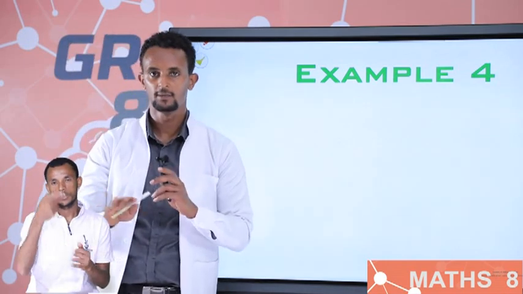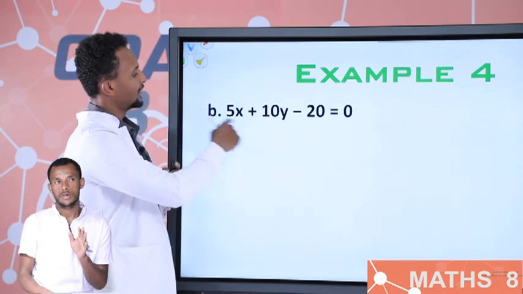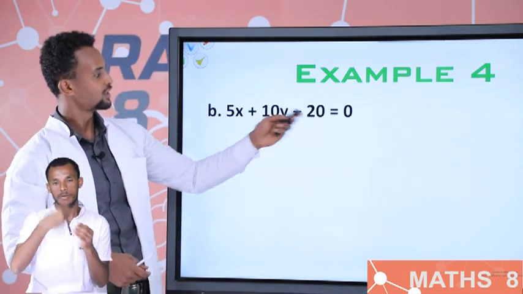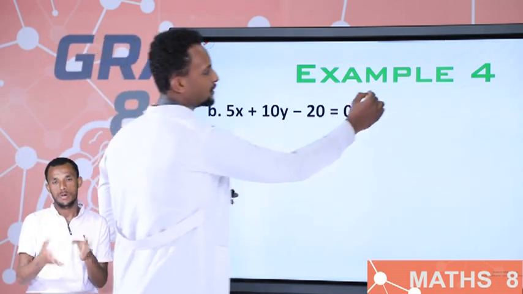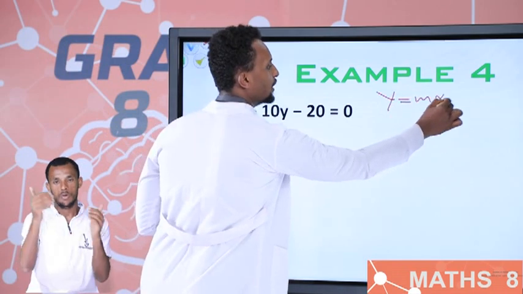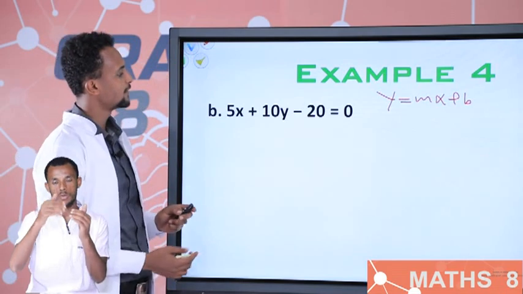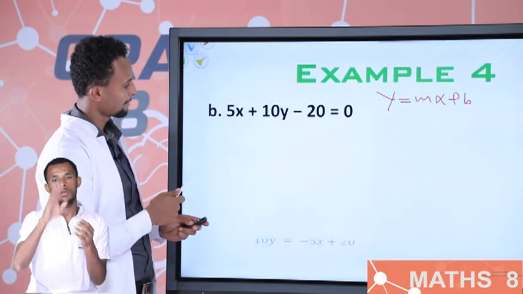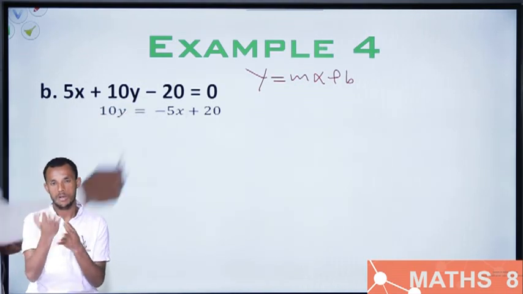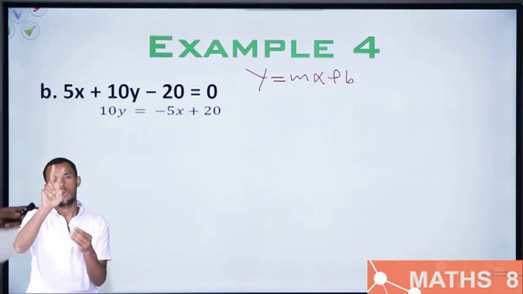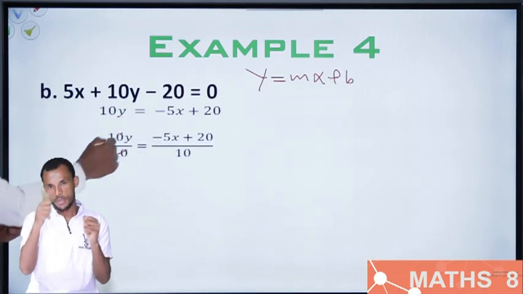Let's see the final example and let's conclude all about chapter 3. So, the last example is 5x + 10y - 20 = 0. Let's write it in the form y = mx + b. Rearranging the expression, 10y is equal to minus 5x plus 20. Now, let's divide both sides by 10. If we divide both sides by 10, 10 is cancelled by 10.